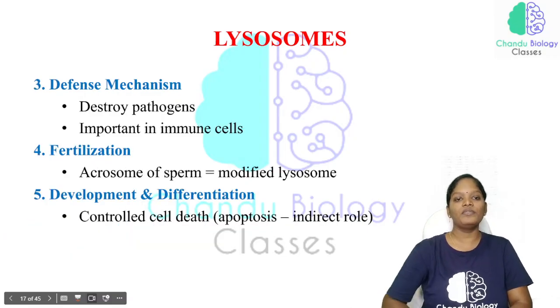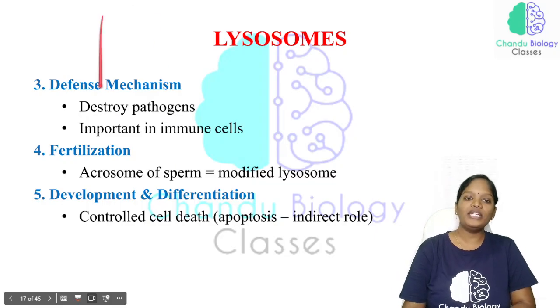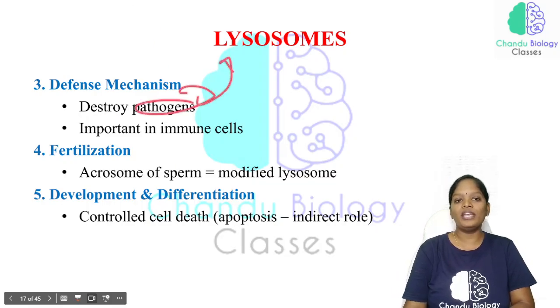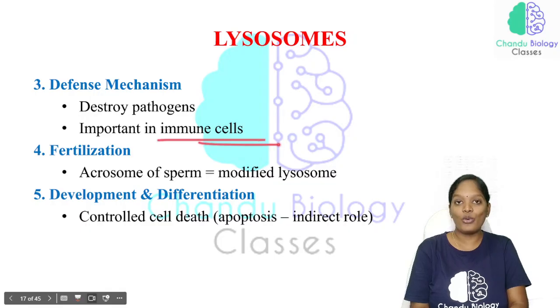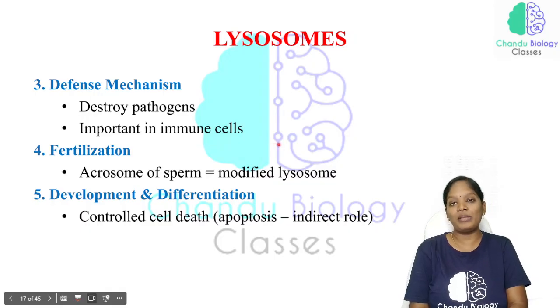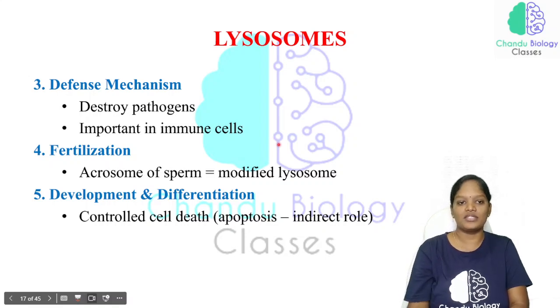Now the defense mechanism: lysosomes are the ones destroying pathogens. That is why lysosomes are also involved in defense. It is important in immune cells. Of course it is important in immune cells, because these lysosomes are involved in the phagocytosis process.